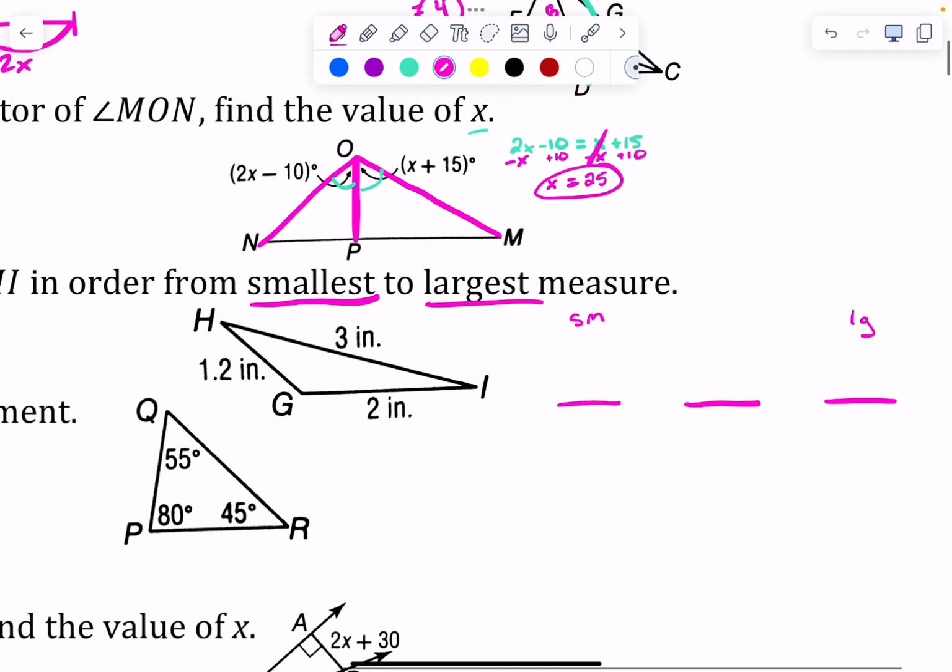So my angles are going to be H and G and I. And I have to figure out which one is the smallest. So how do I know which one's smallest? 1.2 is the smallest side, and so I is going to be opposite him. So I'm going to go angle I is the smallest. What's the medium-sized one?